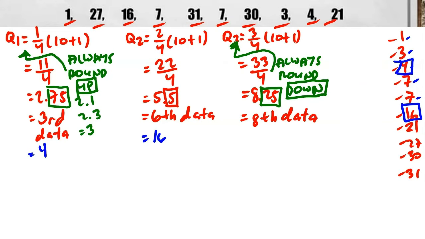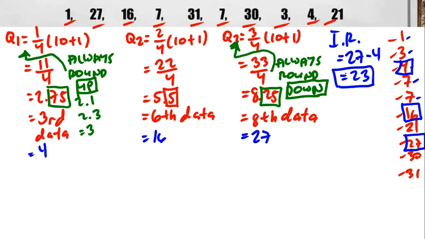Okay, so nasan dyan yung pang 8 na data? We have yung 1, 2, 3, 4, 5, 6, 7, 8. So itong 27. So this is our Q3. Okay, malapit na tayo sa box and whiskers. Next, we have interquartile range is equal to Q3 natin is 27 minus 4. 27 minus 4 is 23. So yan na kagad yung interquartile range natin.